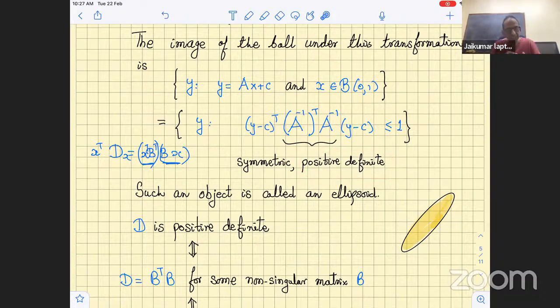That is, it's a symmetric matrix, and for every non-zero vector, if you multiply it on both sides in this fashion, what you will get will be a positive quantity. In particular, this matrix has no zero eigenvalue.